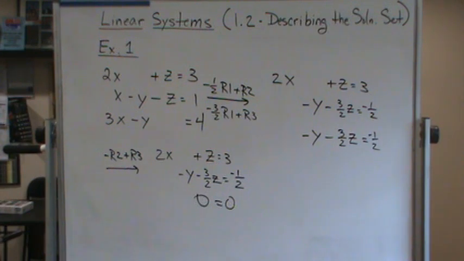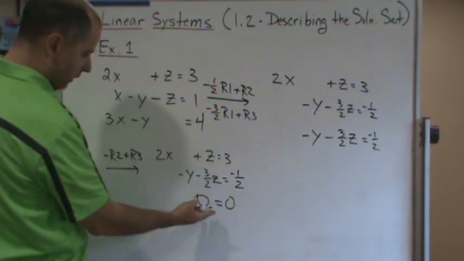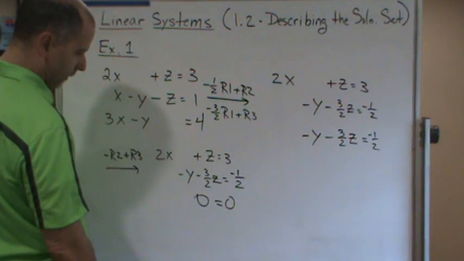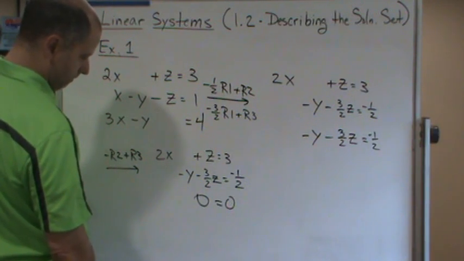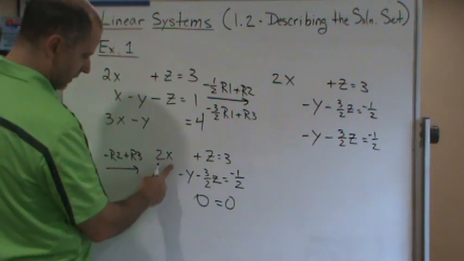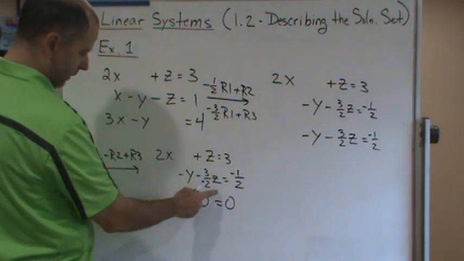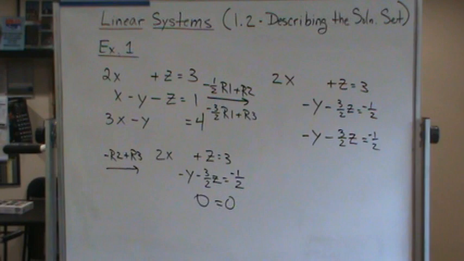Also notice that not all the variables are leading variables. The x is a leading variable, the y is a leading variable, but the z is not a leading variable. So that means we're going to have everything in terms of the third variable.